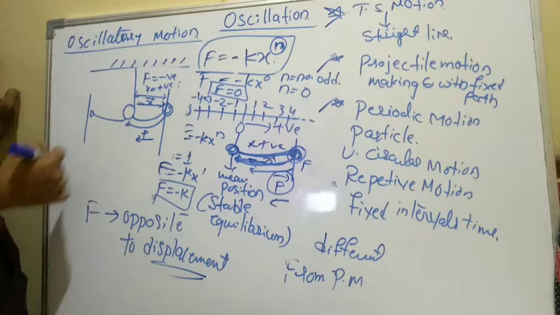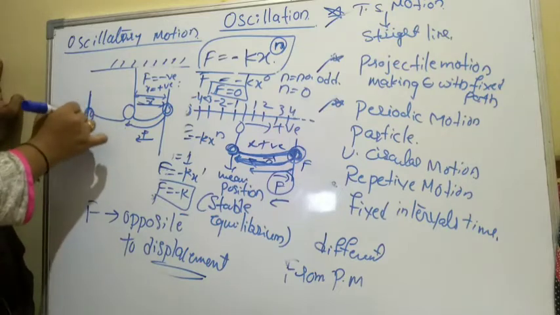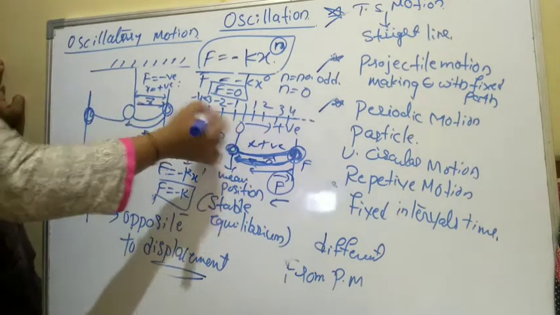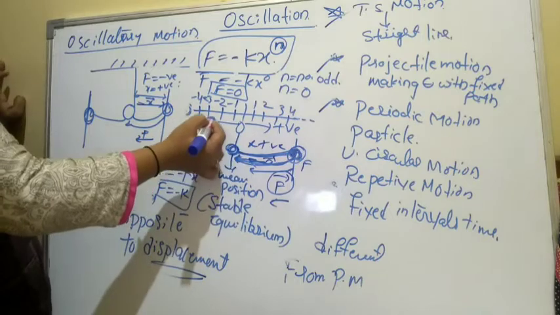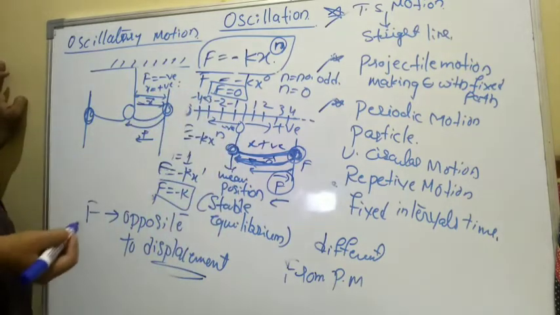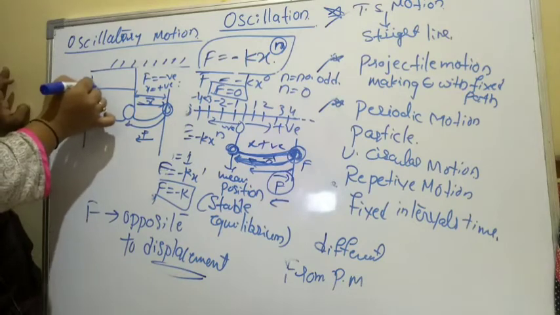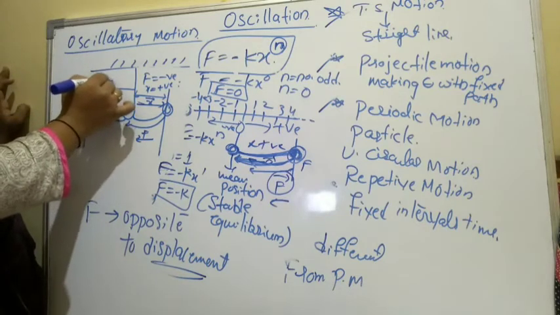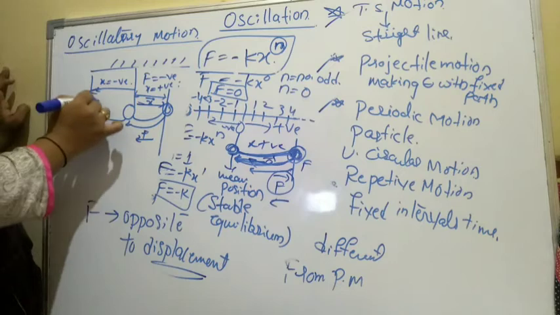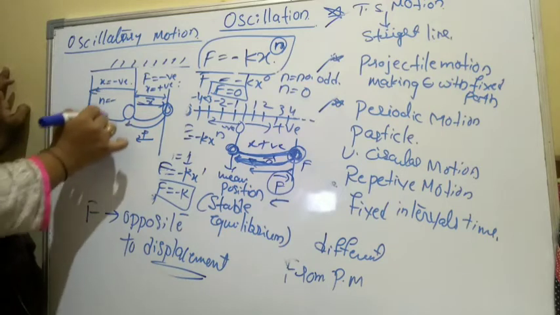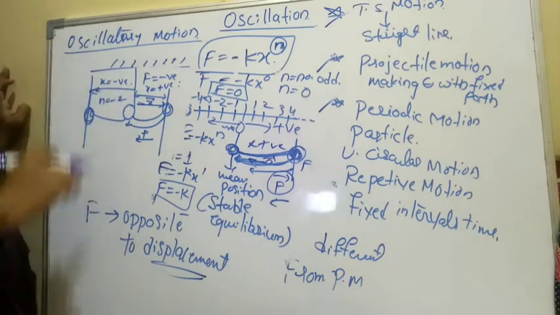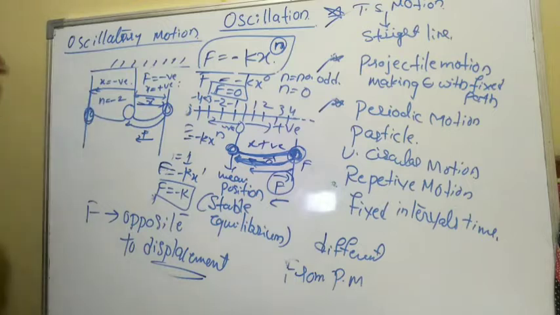Come to this part, for the second extreme position here. On your number scale, the left side is negative, right? So displacement is measured from the mean position here. I can say x is negative here. Say n is equal to minus 2. So n is equal to minus 2 here.